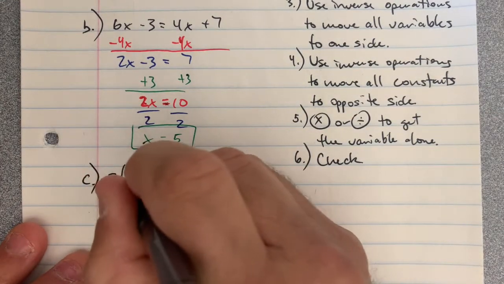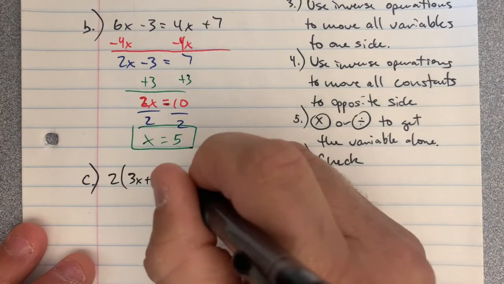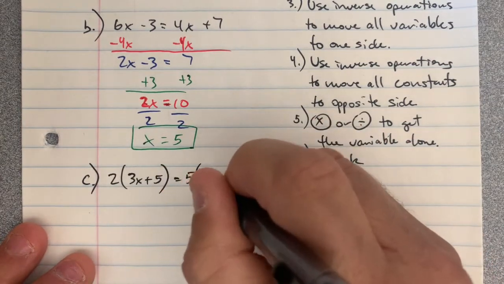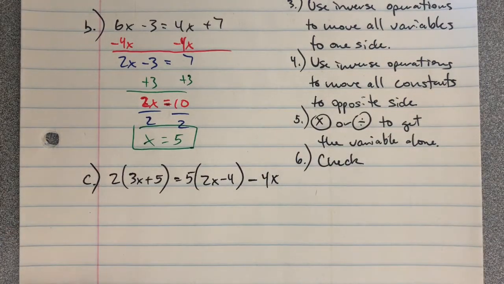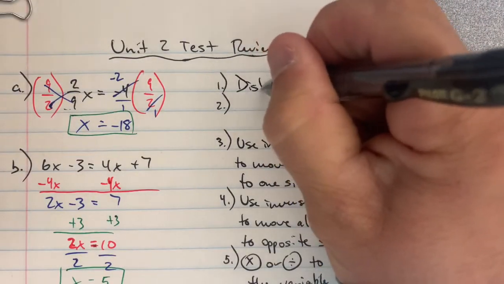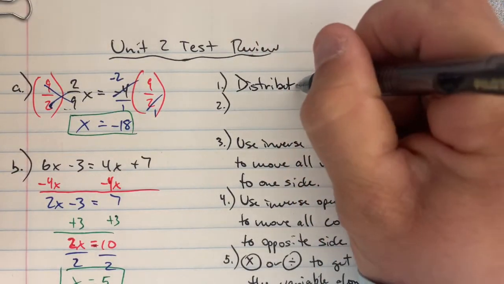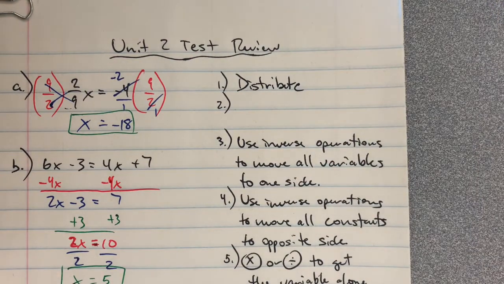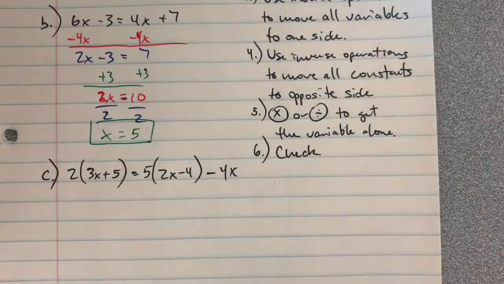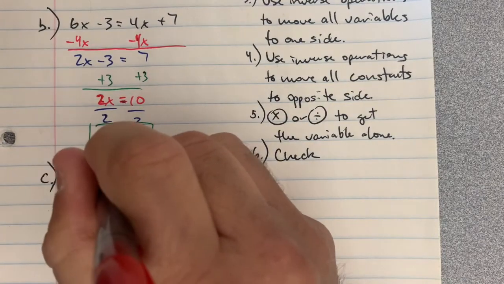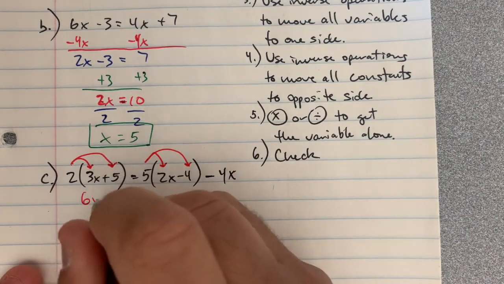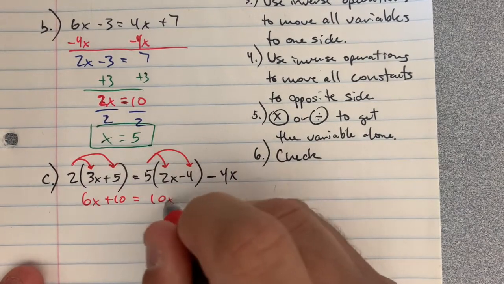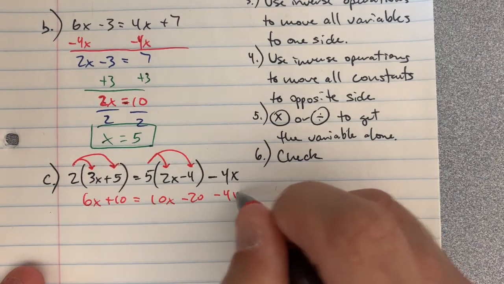2(3x + 5) = 5(2x - 4) - 4x. As soon as we see these parentheses, we know we have to get rid of them. So that's step 1. We get rid of them by using the distributive property. I'm just going to say distribute. If I go back down to my example, I have to distribute the 2 to both parts inside and the 5 to both parts inside. 6x plus 10 equals 10x minus 20, and I'm going to bring down the minus 4x.